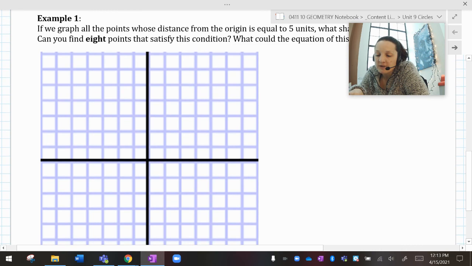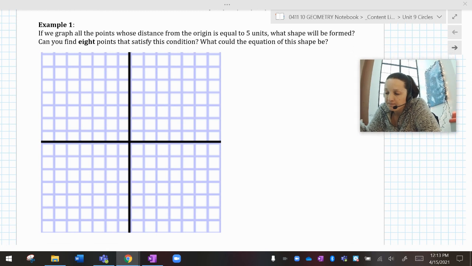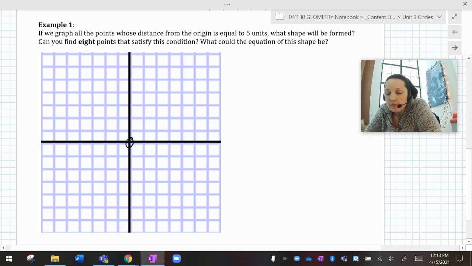Down here it says graph all the points whose distance from the origin is 5 units. What kind of shape is this? Can you find 8 points? What could the equation of the shape be? Well, let's see. If I want the distance from the origin, that's right here, to be 5 units, I could go up 1, 2, 3, 4, 5. That's 5 units away. Down 1, 2, 3, 4, 5. That's 5 units away. Left and right 5 are also 5 units away. So I found 4 points.